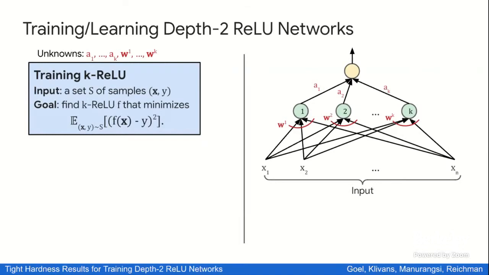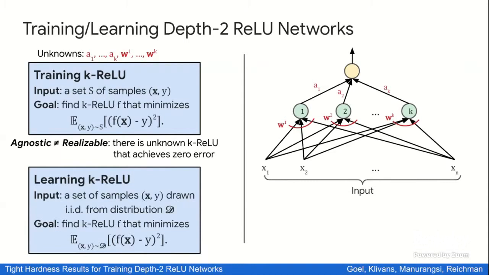In this paper, we study a very simple loss function, which is the square loss, so this is f(x) minus y, squared. And there are two cases to keep in mind. Their complexity will be slightly different. The first case is the realizable case. This is a case where we are promised that there is an unknown K-ReLU network that fits the data perfectly, so it achieves zero error. Another case is the so-called agnostic case, where this might not be true.